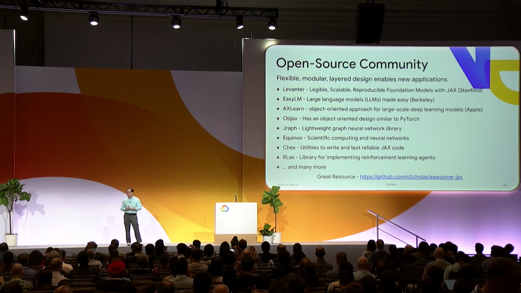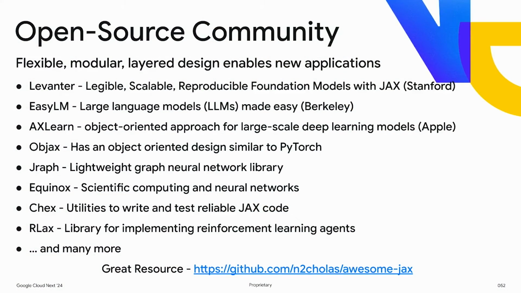Checks we should almost include in the canonical stack there because that's where your test utilities come out of, or at least that's a great library for that. And RLAX if you're doing reinforcement learning. And there's a ton of others. I would recommend you go to that link there. There's a long list of libraries that have been built on top of JAX.